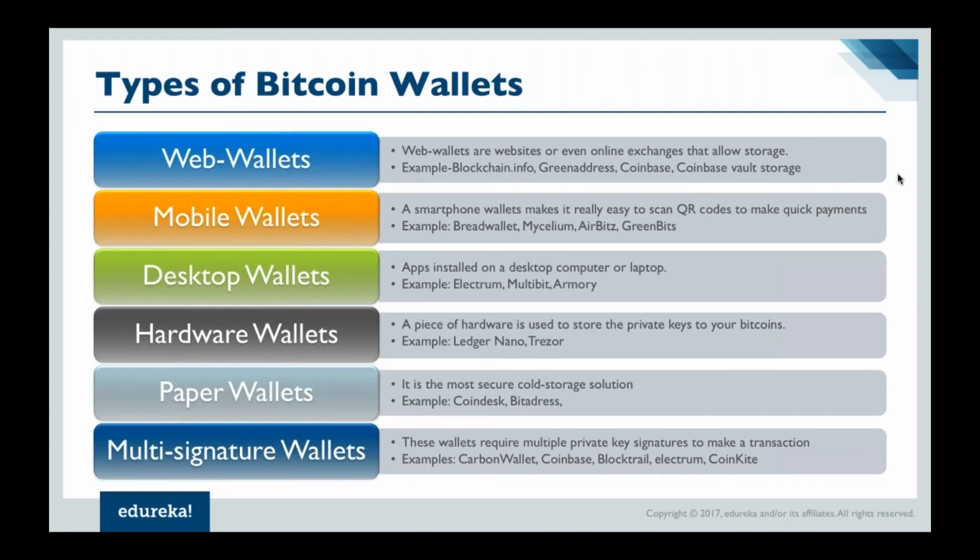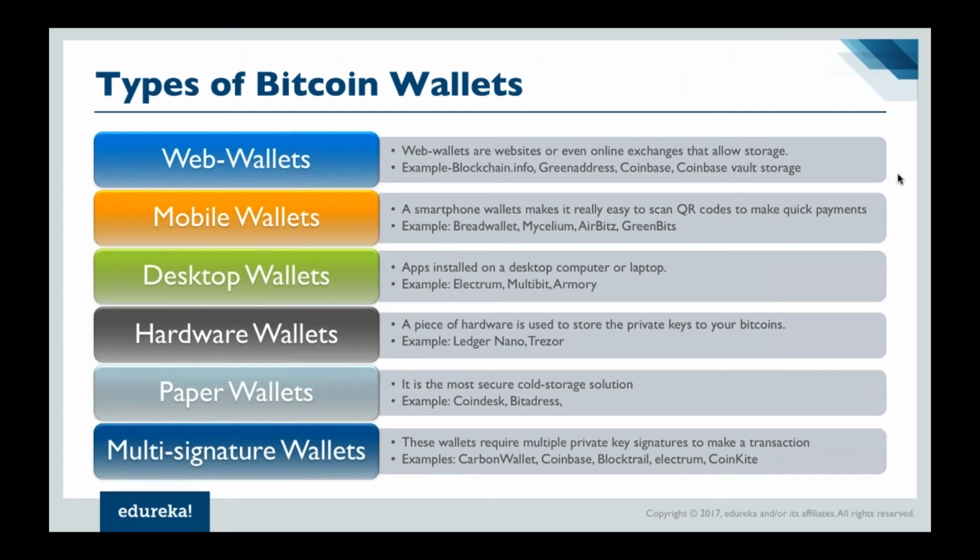There are other types like the mobile wallet, which is a smartphone-based wallet that makes it really easy to scan QR codes. It's portable and convenient. If I'm going to make payments to, let's say, a retailer, I can use my mobile phone wallet. I can quickly scan his address and make quick payments. Examples of mobile wallets are Red Wallet, Mycelium, Airbitz, Greenbits, Copay. These are examples of mobile-based wallets.